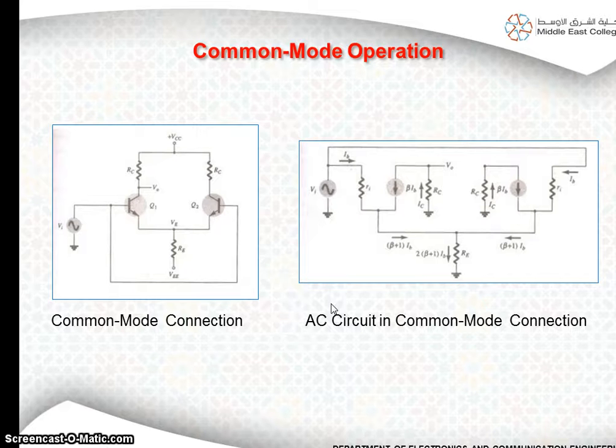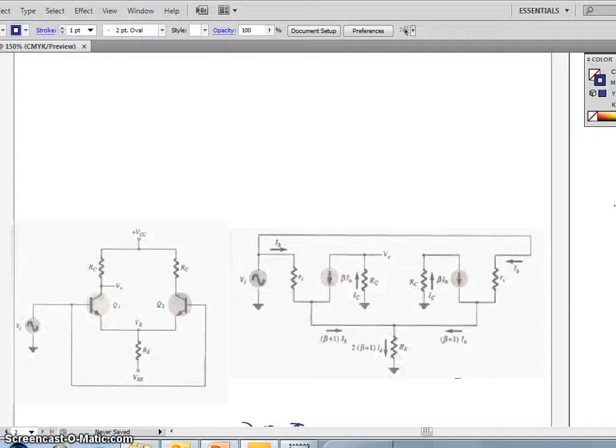Now here we want to derive the gain again. This is the common mode connection, so I will call the gain the common mode gain AC. In the previous case it was the differential mode gain AD, because in the dual input case we took the difference between the two input signals. Now we will discuss the common mode gain AC, and derive its expression from the AC equivalent circuit.